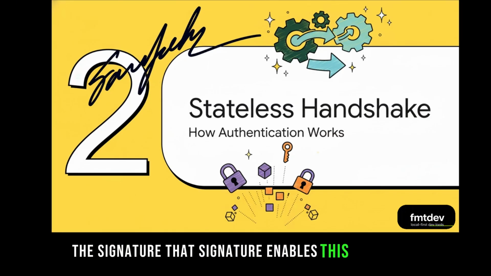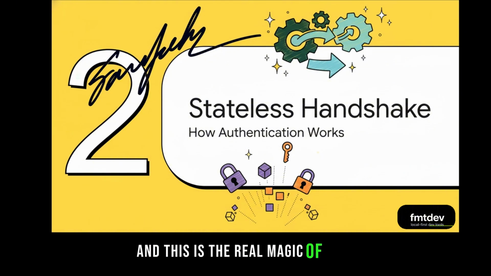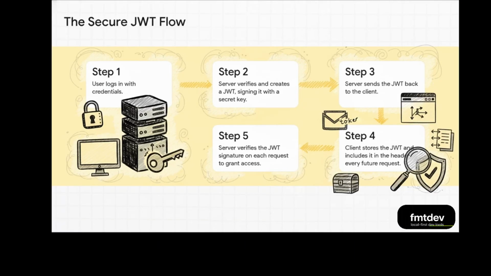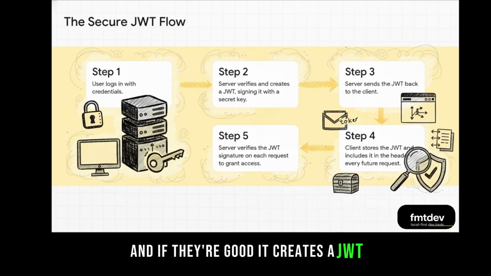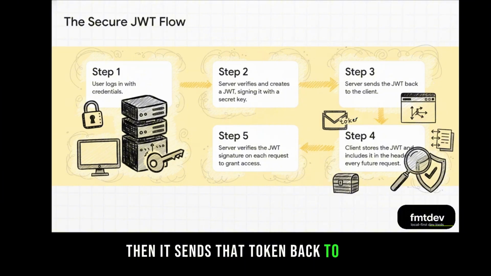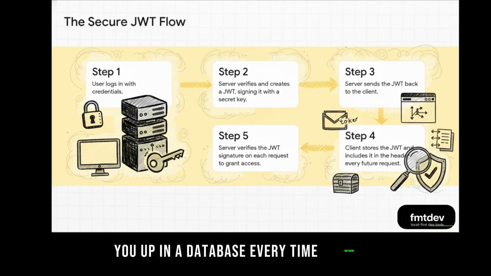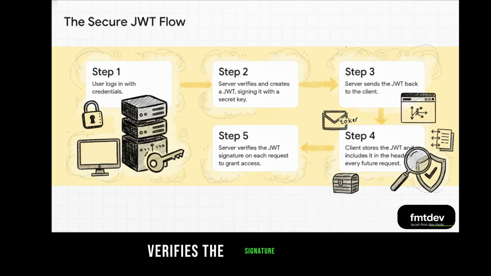That signature enables this incredibly efficient process called stateless authentication. And this is the real magic of JWTs. It's why they're so popular. Let's just walk through how it's supposed to work. You log in with your username and password, the server checks them out, and if they're good, it creates a JWT and signs it with a secret key that only the server knows. Then it sends that token back to you, the client. From then on, your browser just includes that token with every single request you make. The server doesn't have to look you up in a database every time anymore. It just looks at the token, verifies the signature is valid, and if it is, it trusts everything inside and gives you access. It's super efficient.